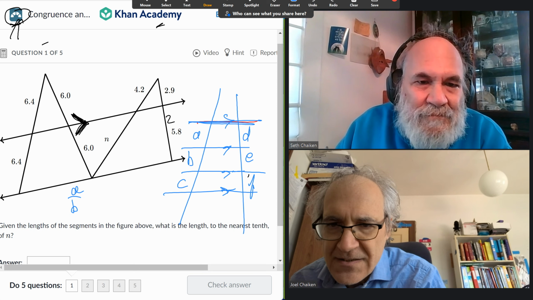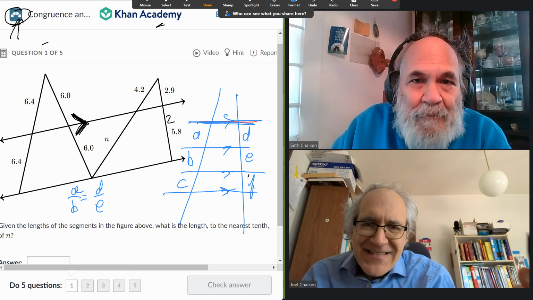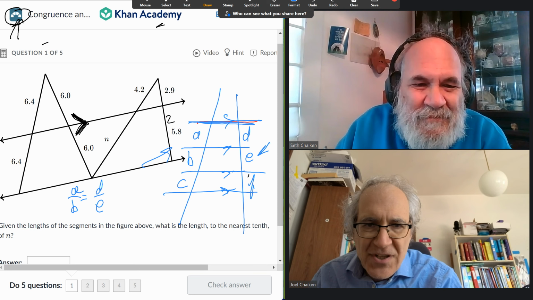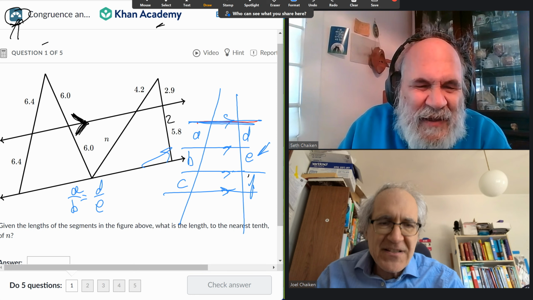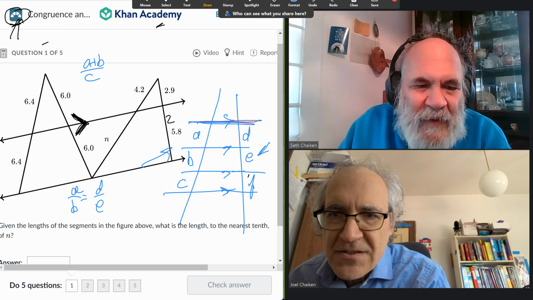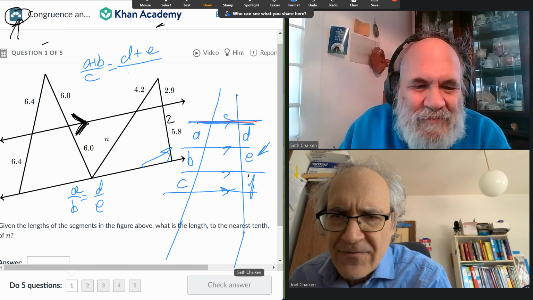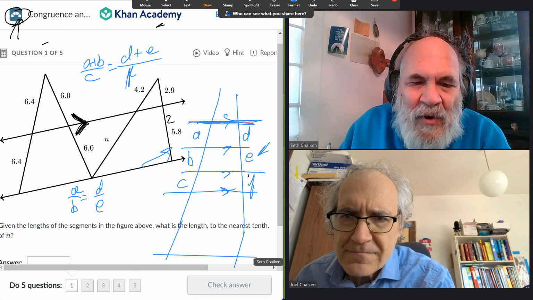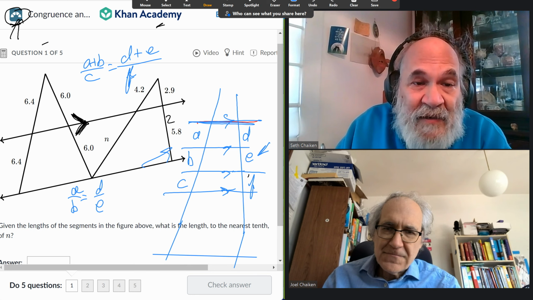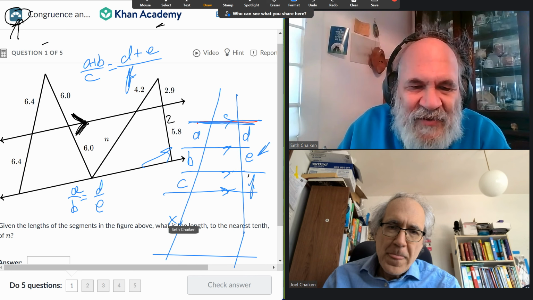You would say A is to B as D is to E. Pick anything on this side, it's proportional to the corresponding sides on the other side. Make a bigger one here: A plus B is to C as D plus E is to F. Make a big one down here, A, B, C, and call this X, and D, E, F, and call this Y.